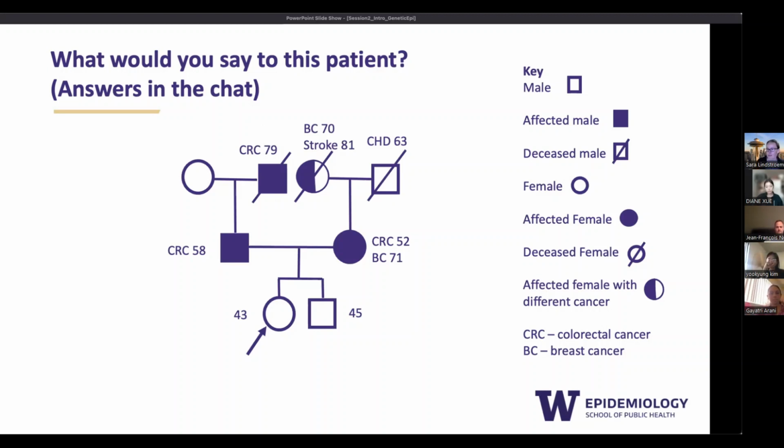Genetic testing is one example. Screening. Any other thoughts?